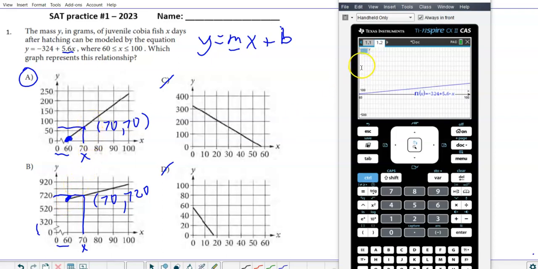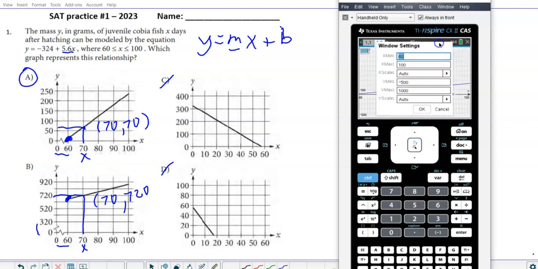Clearly on the graph, it's not hitting 600 or 700. So if you change your end value to look like that. Another way to change the end values is Menu, Window, Zoom. We go to Window settings. You can actually change them all in there. So Xmin, Xmax.